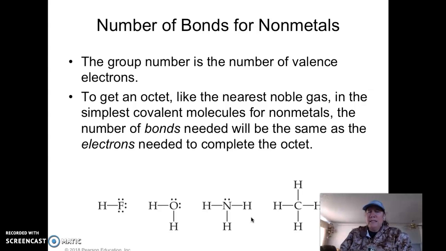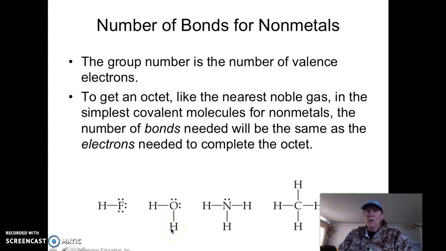The number of bonds needed will be the same as the electrons needed to complete the octet. So like nitrogen has 5. It's in the 5th group. It has 5, so it's going to need to form 3 more bonds, and that's how it gets to 8. Carbon is in group 4, needs to form 4 bonds. Oxygen's in group 6, has 6, and only needs 2 more, so it forms 2 more bonds.